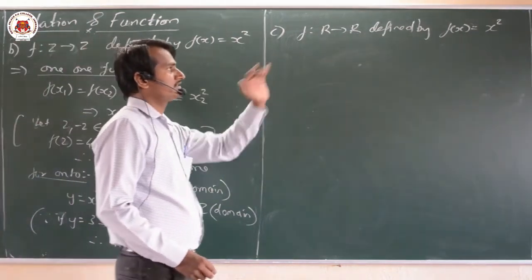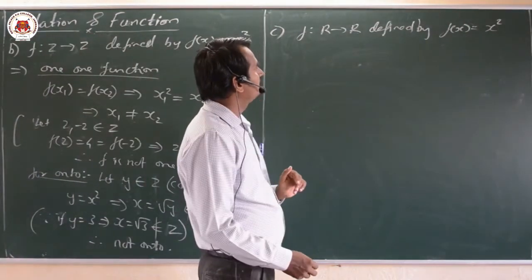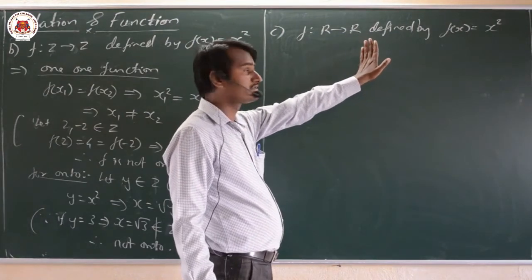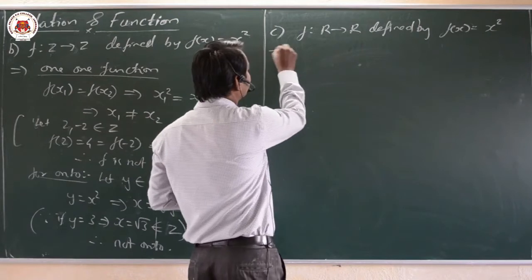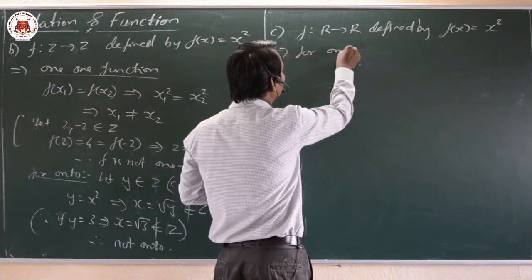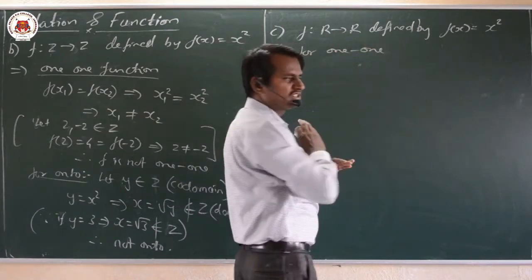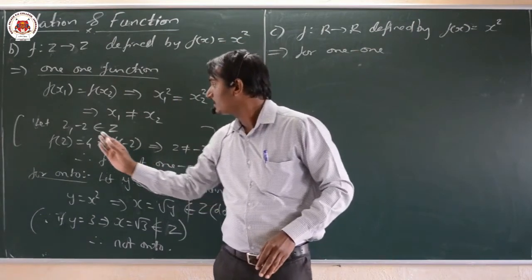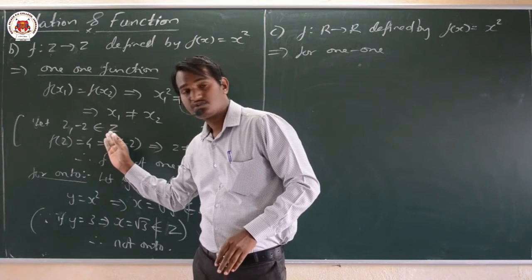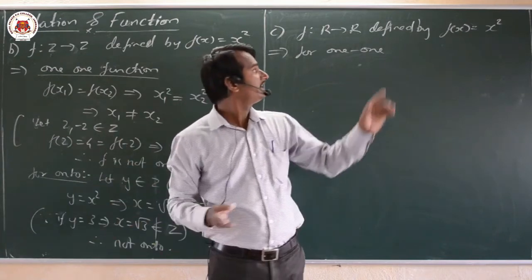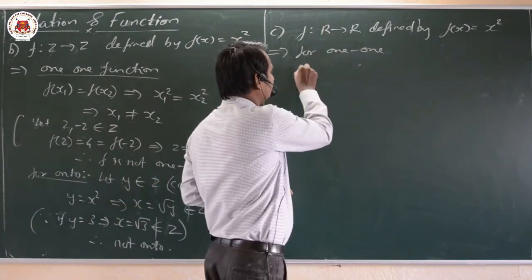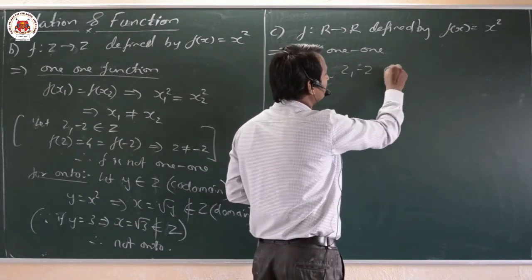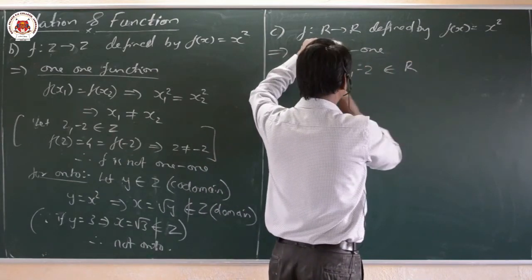Now the next problem. What do we have here? R to R, real number to real number. It is very, very important. Pay attention now. That is for 1-1. It is very clear that it is not 1-1. We can take the same example: 2 comma minus 2 belongs to Z only. In the place of Z, I can take R here. Let 2 comma minus 2 belong to the real numbers.